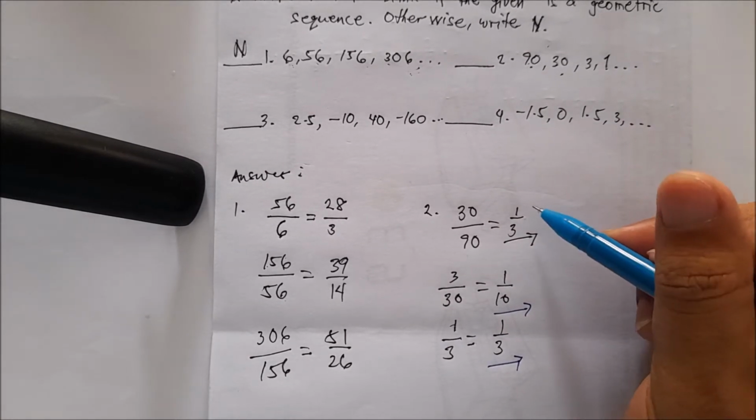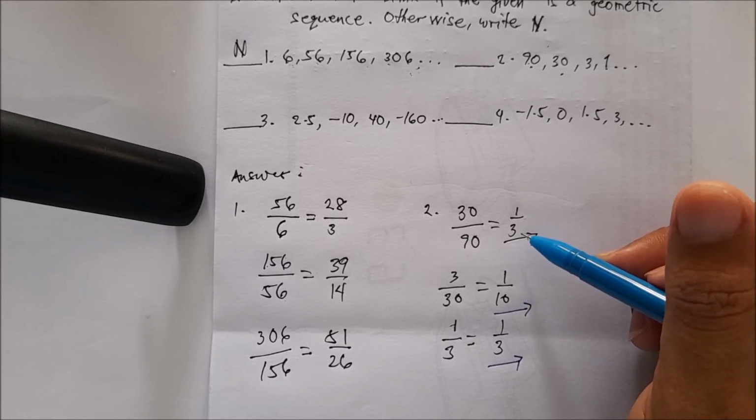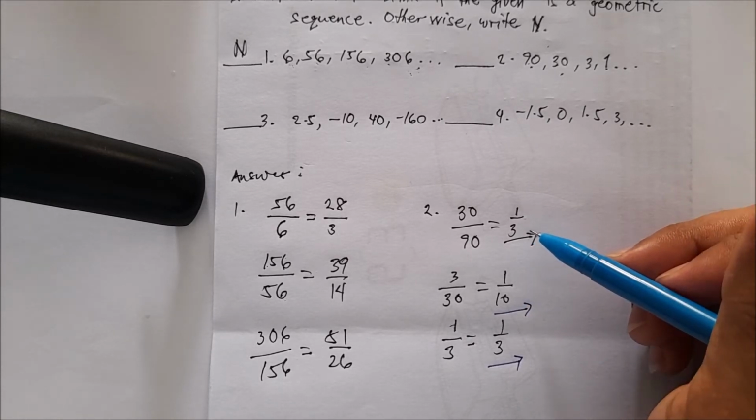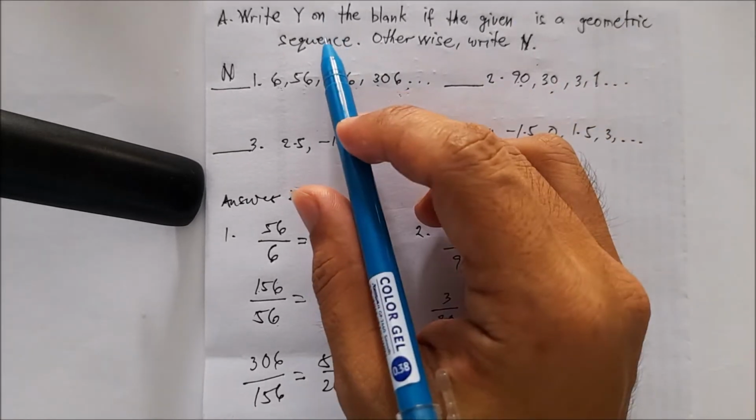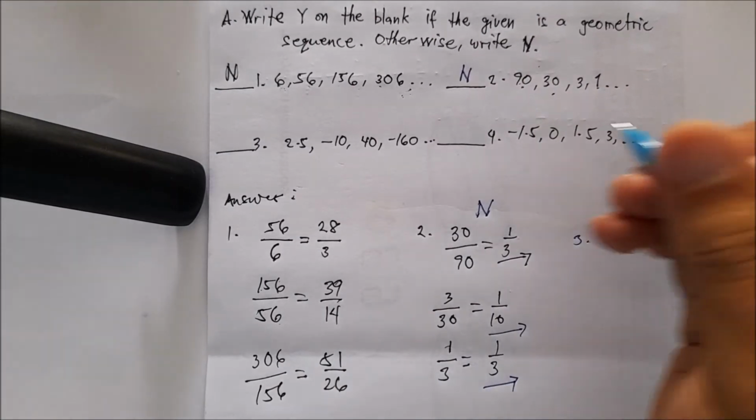So from the sequence, there is no common ratio. So since there is no common ratio, this is not a geometric sequence. So you write capital N, representing non-common ratio.